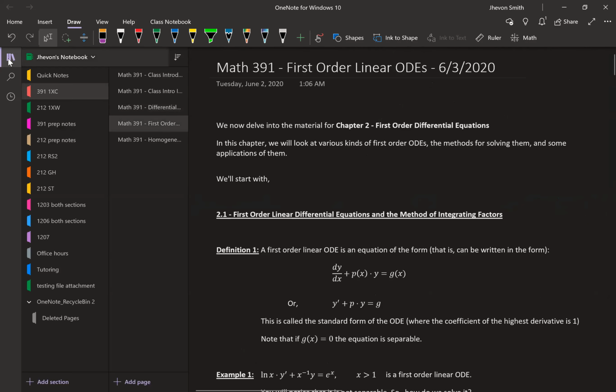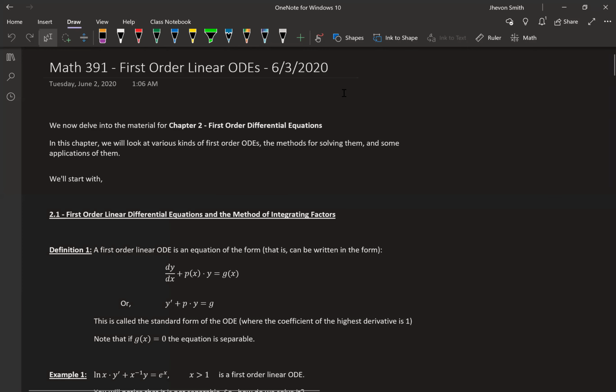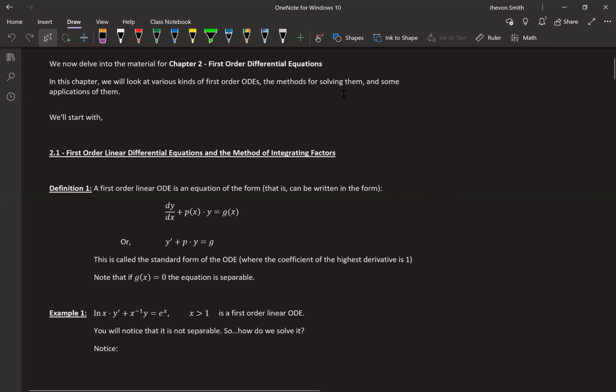Now, the main thing I want to do today is talk about first order linear ODEs. Remember yesterday we looked at what linear meant. And so now I want to talk about first order linear. Based on the definition of linear, here's what first order linear means.